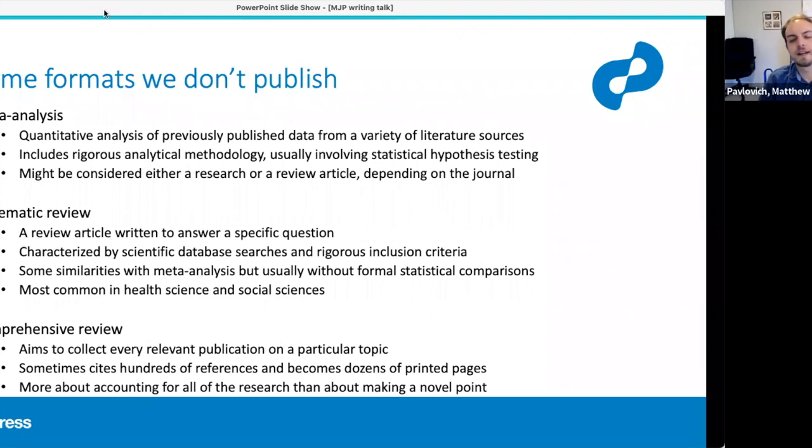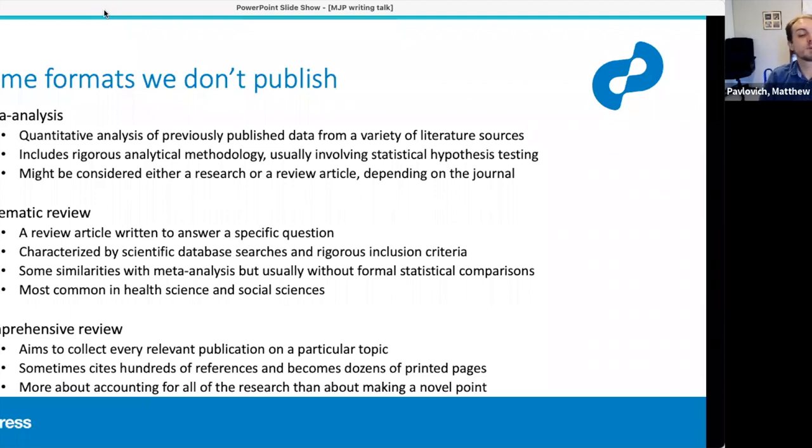It's a little bit like a meta-analysis, but there's usually not the formal statistics. And this is most common, I think, in health science and social sciences. So if you're looking at the effectiveness of some intervention across different patient groups or something, then you probably wouldn't want to write a systematic review.